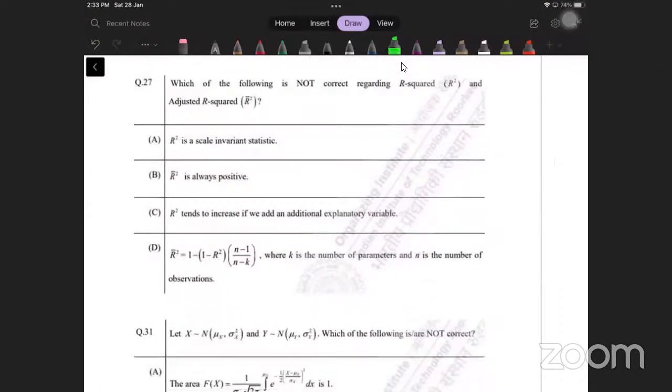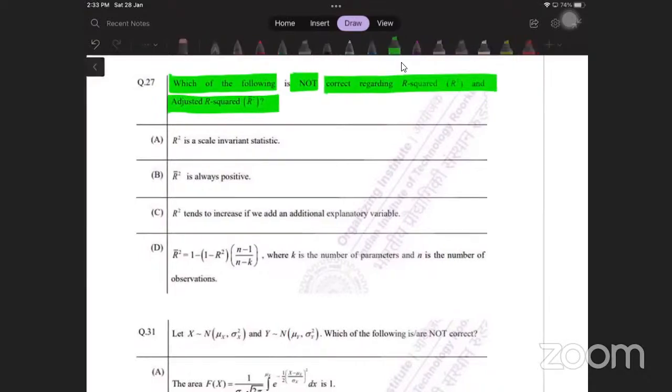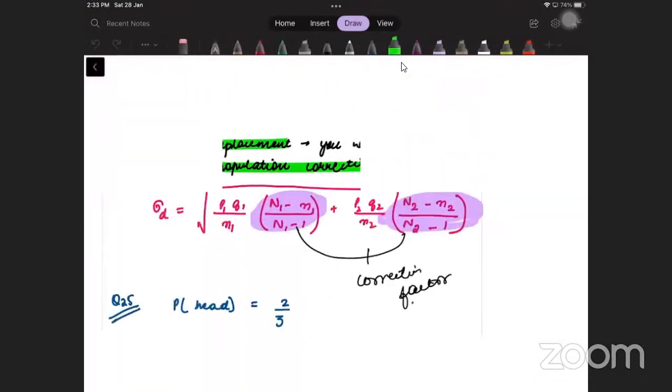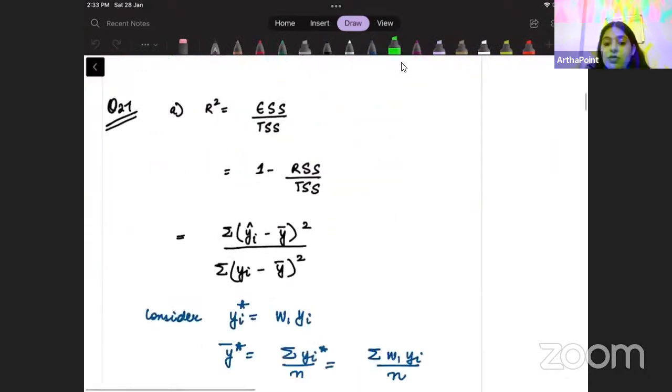Okay, come to the next question. Which of the following is not correct regarding R square and adjusted R square? So basically what we will go ahead and do is we will go through a few of the properties first. I want you to memorize these very well.